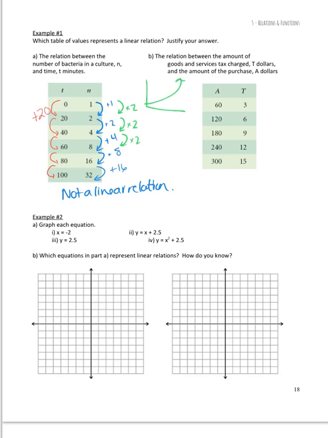All right, for the relationship between the amount of goods and services tax charged and the amount of purchase A, so A increases by 60 each time, and T increases by 3 each time. So this is a linear relation.